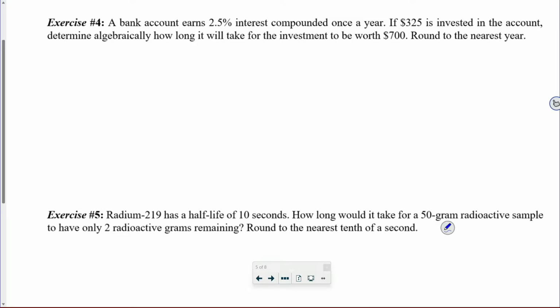A bank account earns 2.5% interest compounded once a year, so not monthly or quarterly or anything like that. If $325 is invested in the account, determine algebraically how long it will take for the investment to be worth $700. Round to the nearest year.